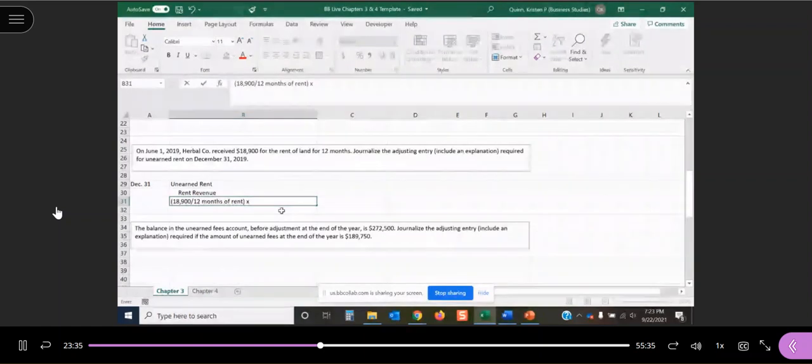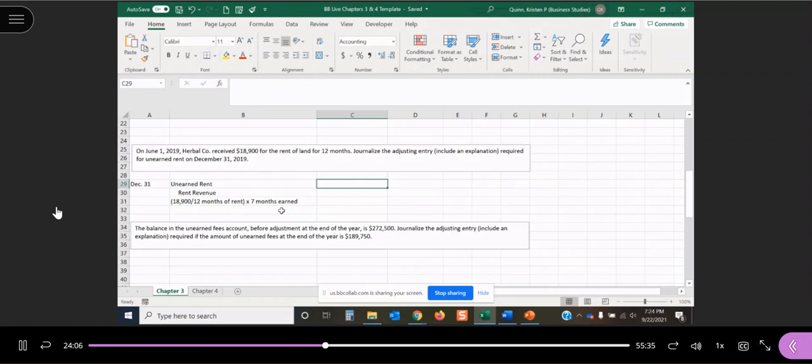And we're going to multiply it by how many months we've earned. And this is something else I'll point out to you because this will throw a lot of people to say June to December, that's 6 months. Remember, it's June 1st to December 31st. So that means my customer rented that land and was on my land all of June, all of July, August, September, October, November, and all of December since it's December 31st. So 7 months have actually been earned by our company. So out of the $18,900, I have earned $11,025.